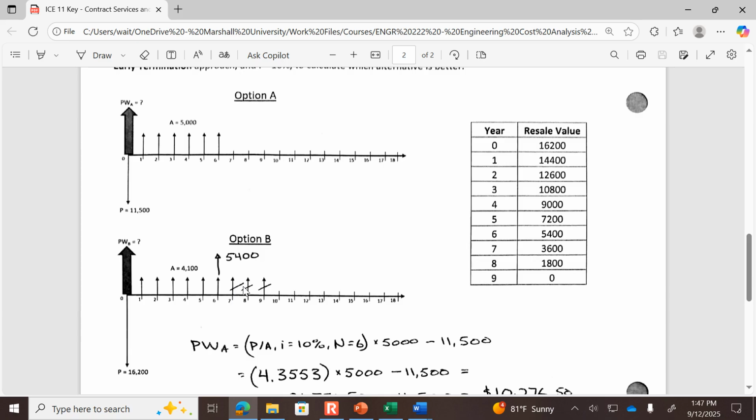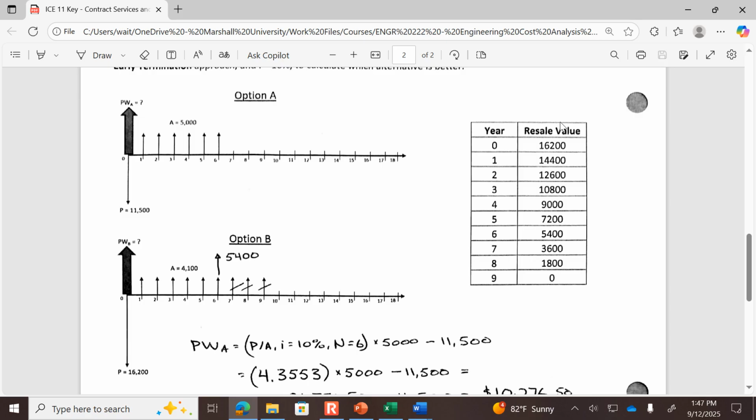Because in years 7, 8, and 9, you would have gotten $4,100 each year, but you're foregoing that for a single lump sum payment of $5,400. So the problem with option B is just the resale values aren't favorable. You're not getting very much as a resale compared to what it could have done during those remaining 3 years. And so if 6 years truly is the study period that you're interested in, then option A is better for a 6-year study period.